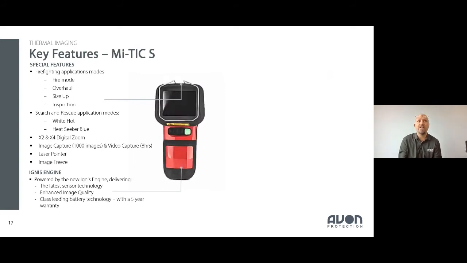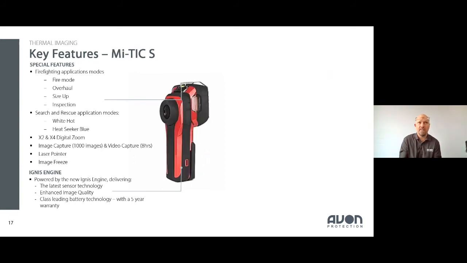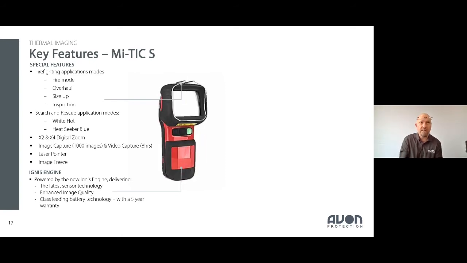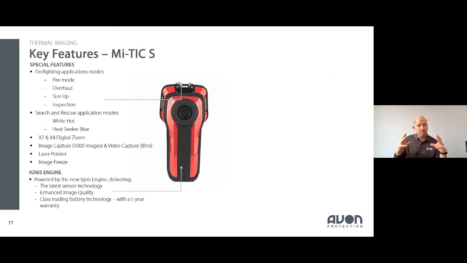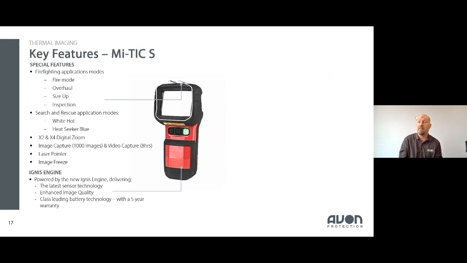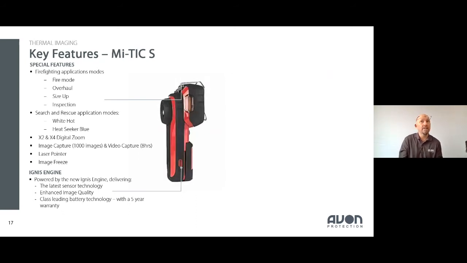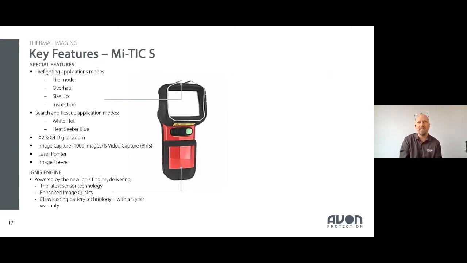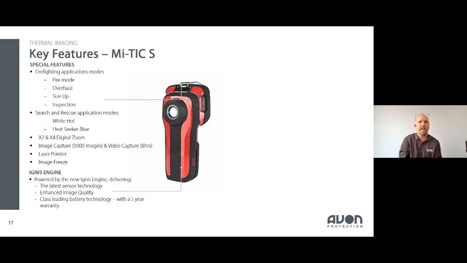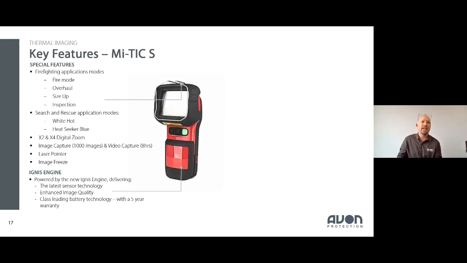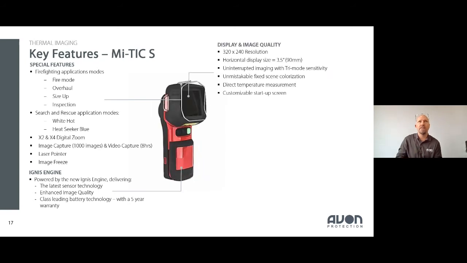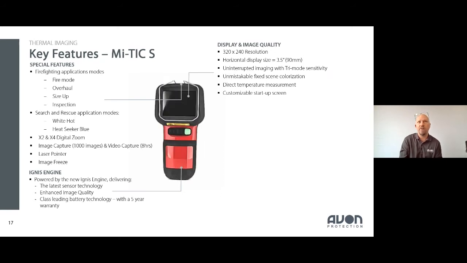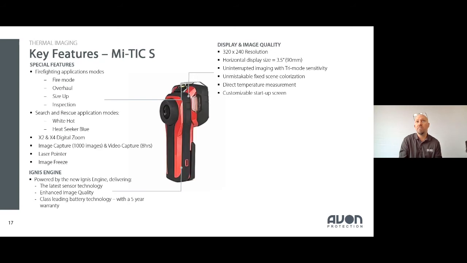It's powered by the Ignis engine, and this is our latest sensor versus processing technology. We've moved from a 25 micron sensor to a 17 micron sensor, so a much more compact sensor, which gives increased image quality at higher temperatures. So the hotter the fire, the better the camera looks, the better the image looks, and that's important because at the end of the day, that's what these cameras are used for. They're used for fighting fire. Class-leading battery technology, I described that with a 5-year warranty. 320 by 240 resolution, and the MyTIC S has a big 3.5-inch screen, and customizable startup screens as well.